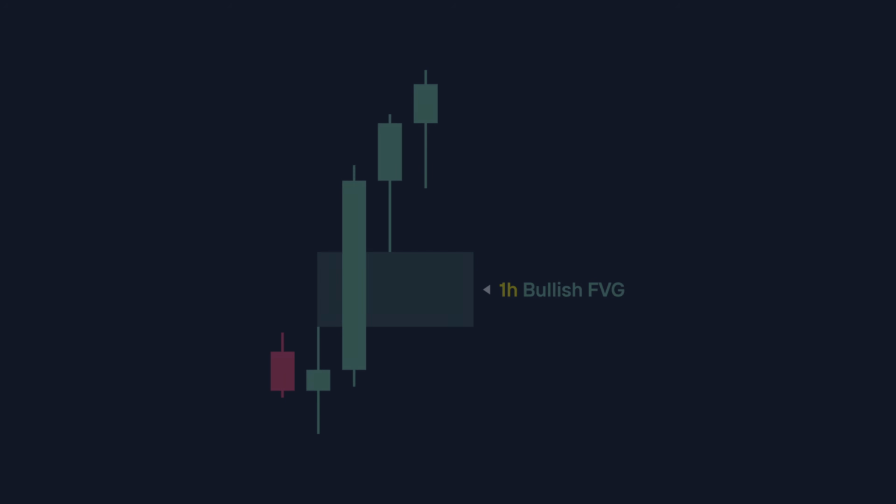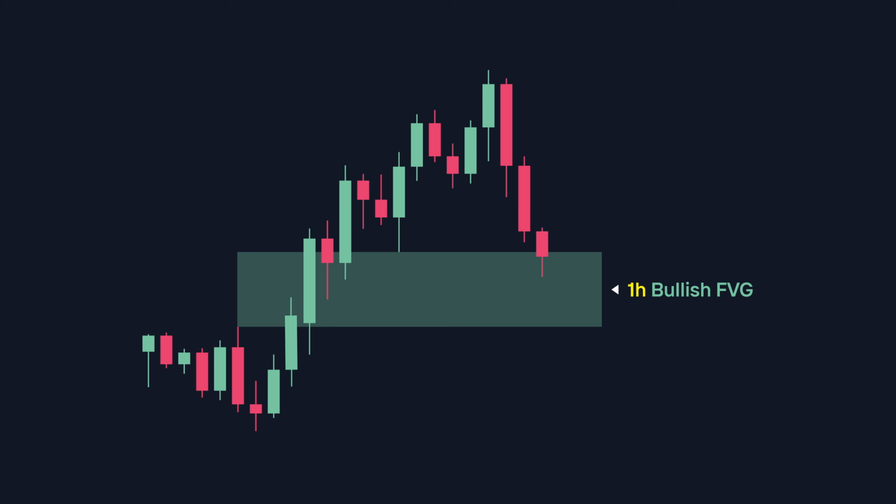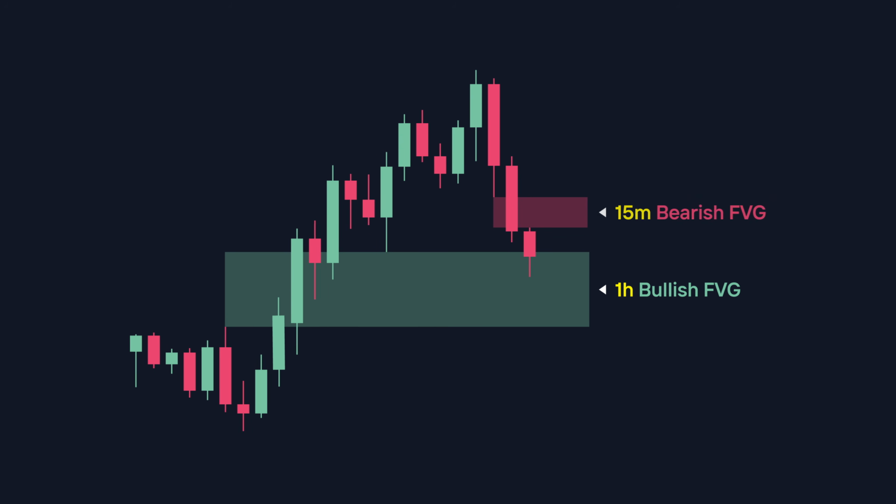But now if we go down to the 15-minute time frame and move forward in time, we can see that a 15-minute bearish fair value gap has formed just above the 1-hour FVG. And this means the market is now sandwiched between two different fair value gaps from opposing biases. But because the bullish fair value gap is from the higher 1-hour time frame, we will prioritize this as the stronger FVG in terms of the directional bias.